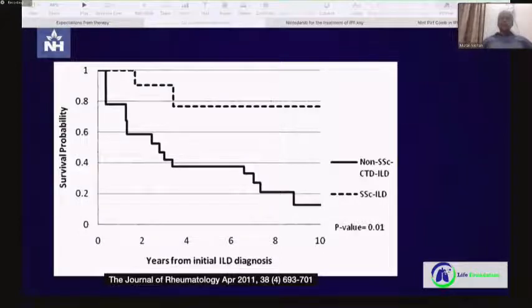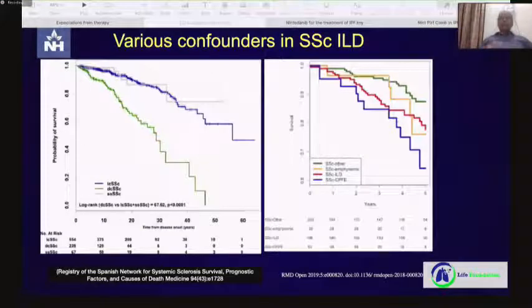And this is confusing because there have been other papers which said that systemic sclerosis-associated ILD does actually better than the non-systemic sclerosis CTD ILDs. And we are seeing this kind of discrepancy very often. But there seem to be various confounders, because if you break these down, it looks like those with limited cutaneous varieties of systemic sclerosis do much better than those with the diffuse cutaneous varieties. And the best variety is probably those who are sine scleroderma systemic sclerosis.